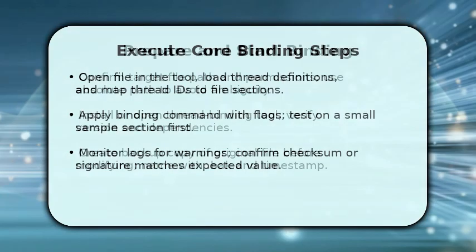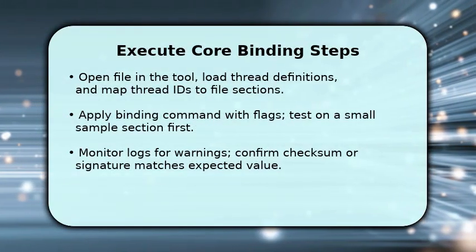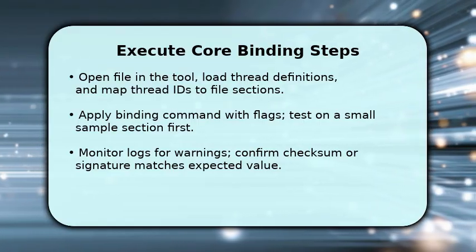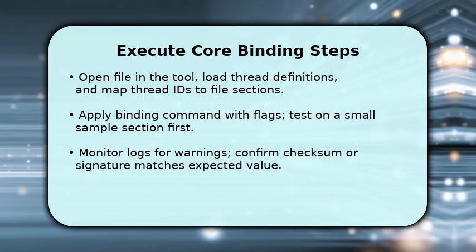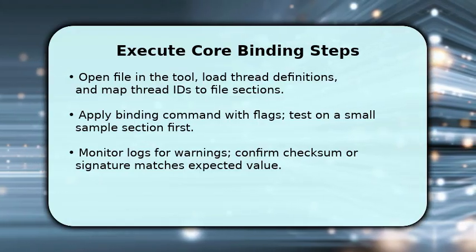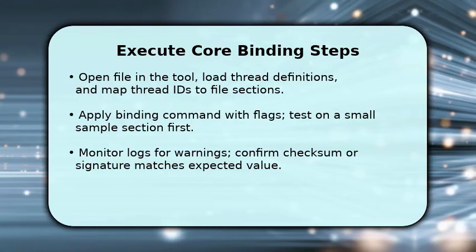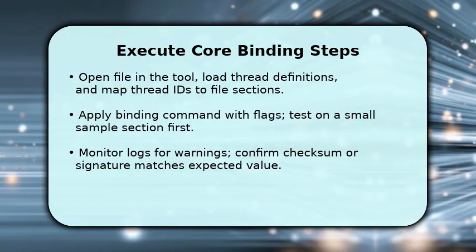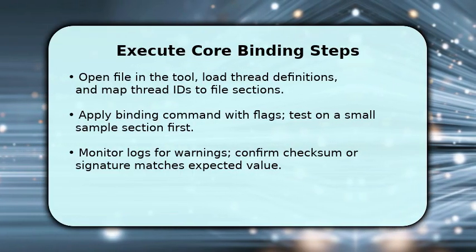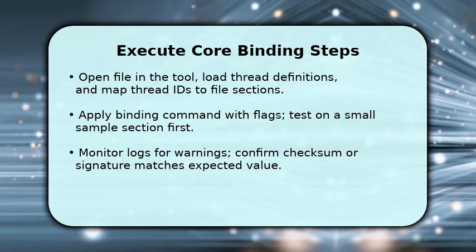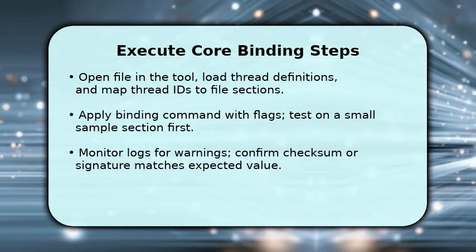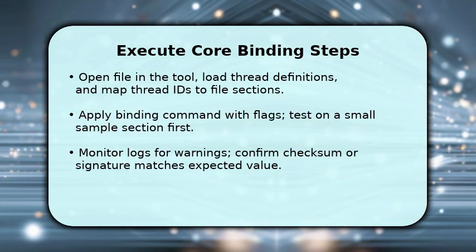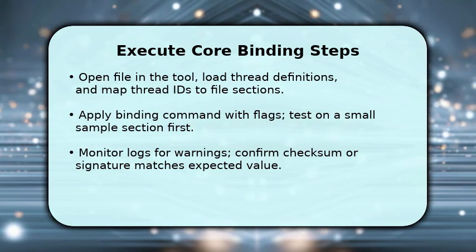You now perform the main binding sequence. Open the file in the binding tool and load the thread definitions. Map thread ID to the correct file sections so bindings are deterministic and reversible. Once mapped, run the binding command using explicit flags for mode and safety. Test on a small sample section to confirm behavior. Monitor the tool logs for warnings or conflicts, and verify a checksum or signature for the modified region to ensure integrity before moving to full file binding.